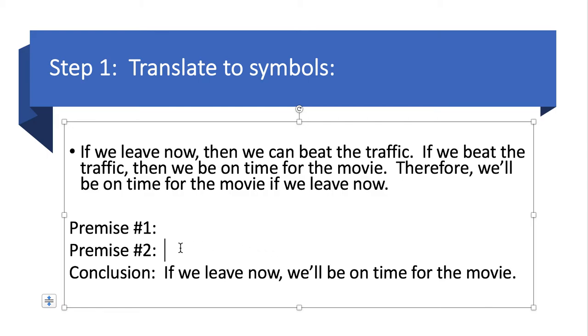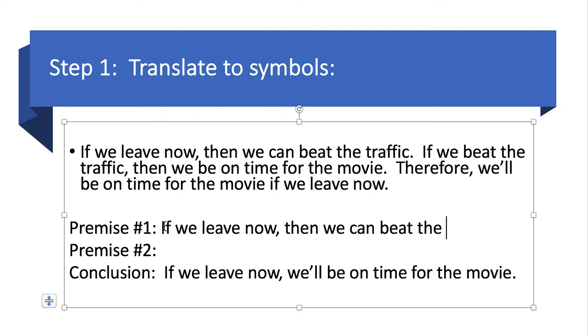Okay, premise 1 and premise 2 then will be the other two sentences. Premise 1 will be the first sentence, which says if we leave now, then we can beat the traffic. And premise 2 says if we beat the traffic, then we will be on time for the movie.